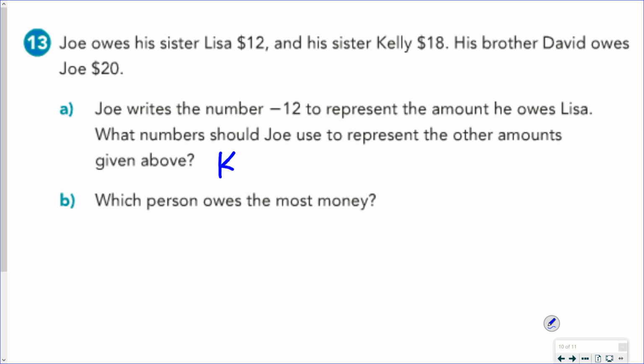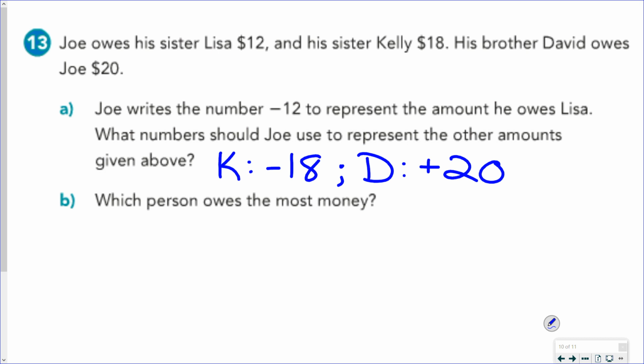Well, let's start with Kelly. Kelly is in the same situation that Lisa's in. Joe owes Kelly money as well as Lisa. And so since Kelly is in the same situation, since Joe wrote -12 for Lisa, Kelly's number would be -18. Same situation, different amount. But let's look at David. David owes Joe money, which is the opposite situation that Lisa and Kelly are in. So David's not going to be a -20. David would be +20.